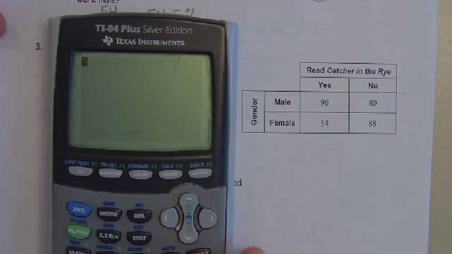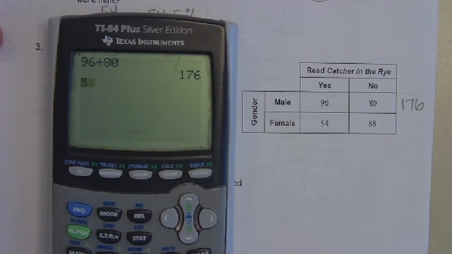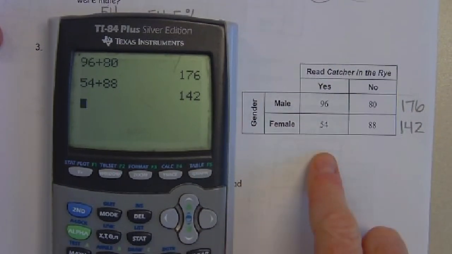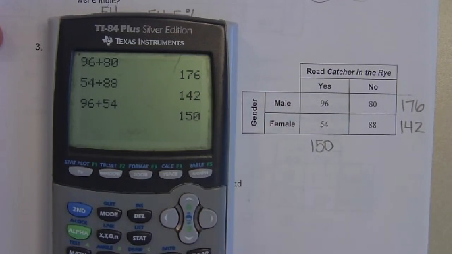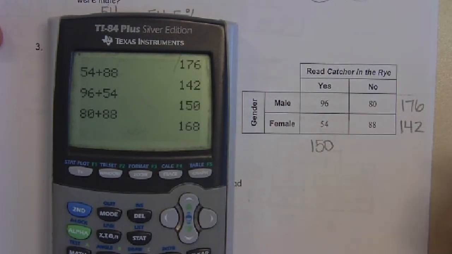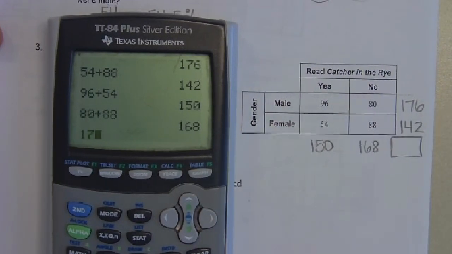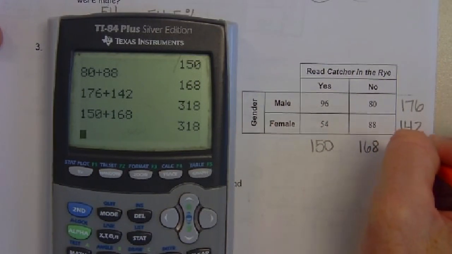All right, last one. Here we go. First thing I'm going to do is fill it in. 96 plus 80, I get 176. 54 plus 88, I get 142. I go 96 plus 54, I get 150. 80 plus 88, I get 168. And if I'm right, my totals will match. I add my first one. I add my second one. They both equal 318.